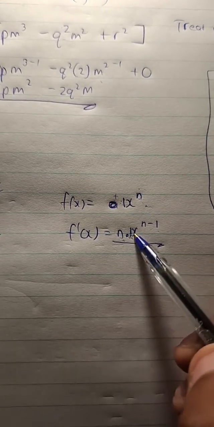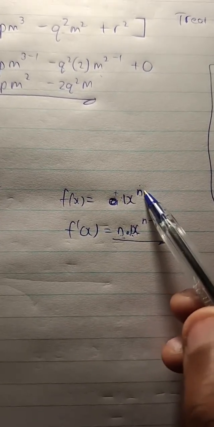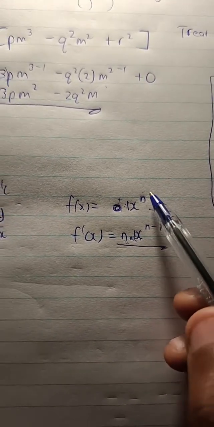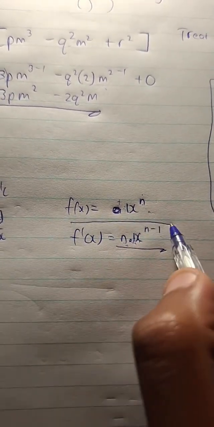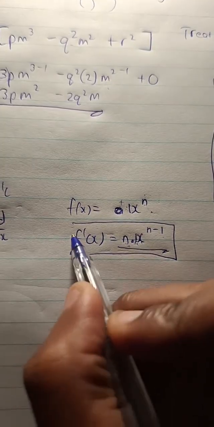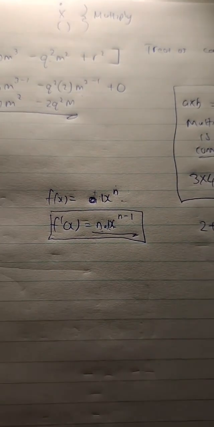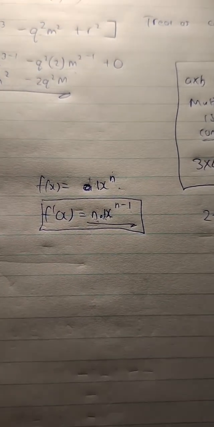So n times 1, x, then we subtract 1 all the time. We always subtract 1 when we are applying the power rule, which is how we are able to derive a particular variable or term. Okay, hopefully you are good.